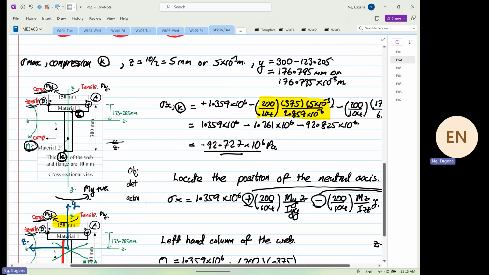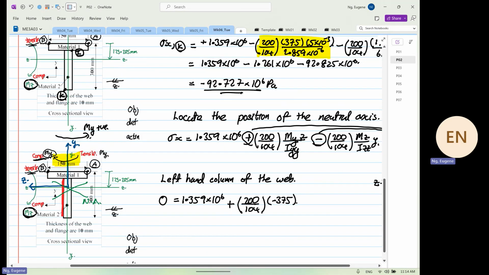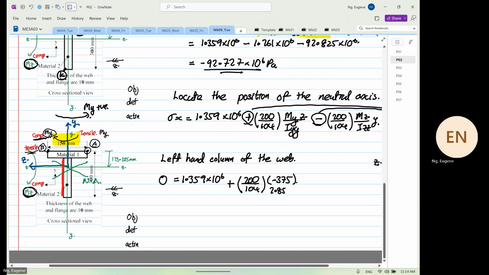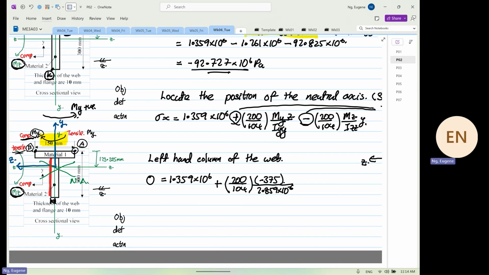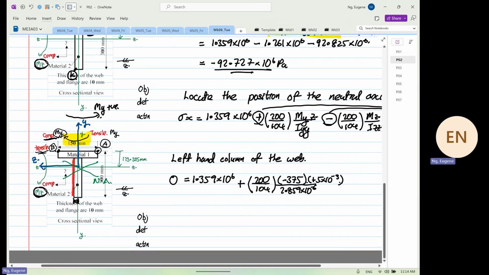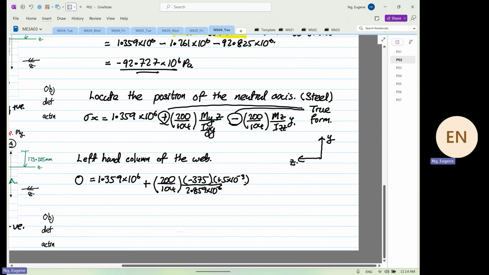Now, from here, our IY is equal to 2.859 times 10 to the power minus 6. Do we know our Z distance? Yes, we do know our Z distance. Our Z distance is positive 5 times 10 to the power minus 3. Can someone tell me why positive? Because it's on the Z positive side. So for Z positive, this is over here. This is Z negative. Where along Y, we don't know yet.